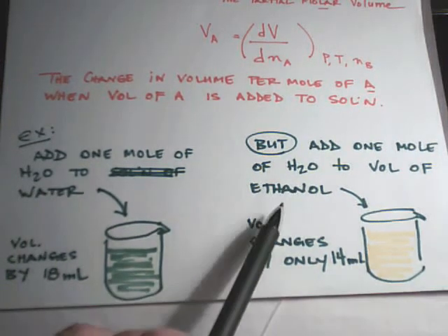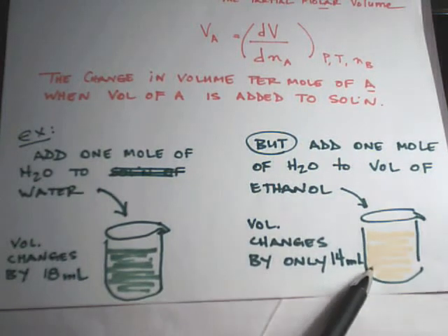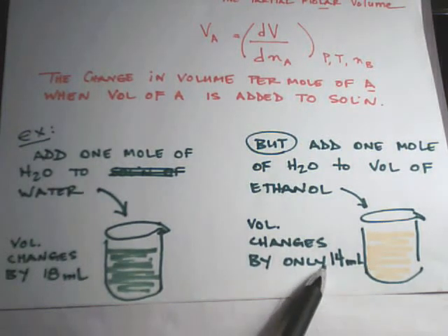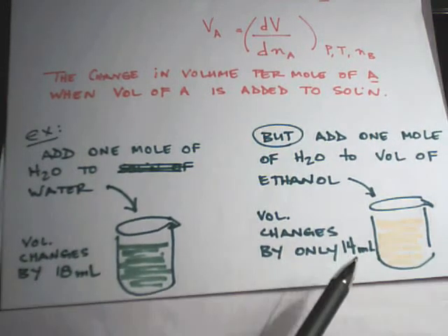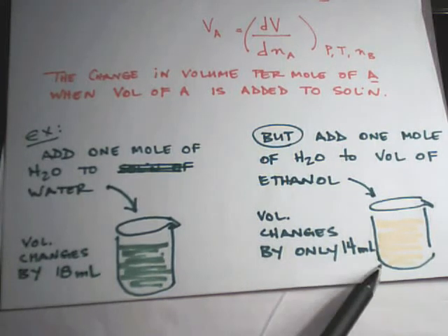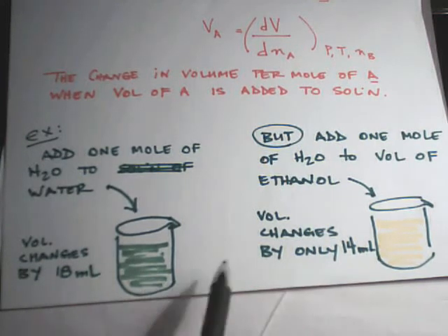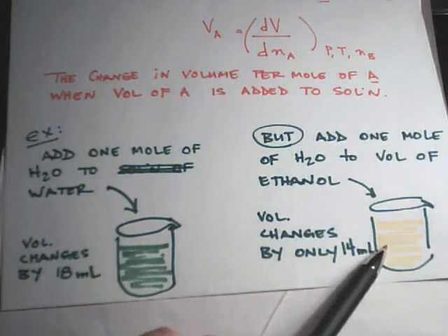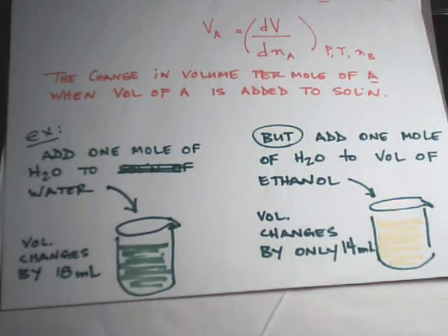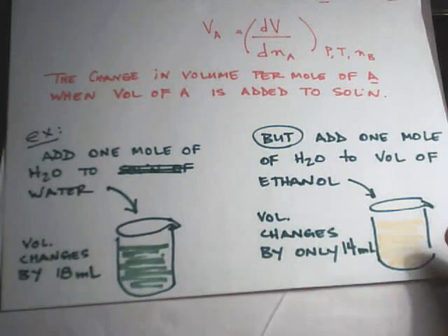But if I'm adding water to ethanol, the volume is observed to change only by 14 milliliters, even though I'm adding 18 milliliters of water, because I'm adding it to a beaker of ethanol now instead of a beaker of water. It's kind of neat, and actually if you were to feel the beaker, it would get warm. And we should do that, actually. It's a good little observation.